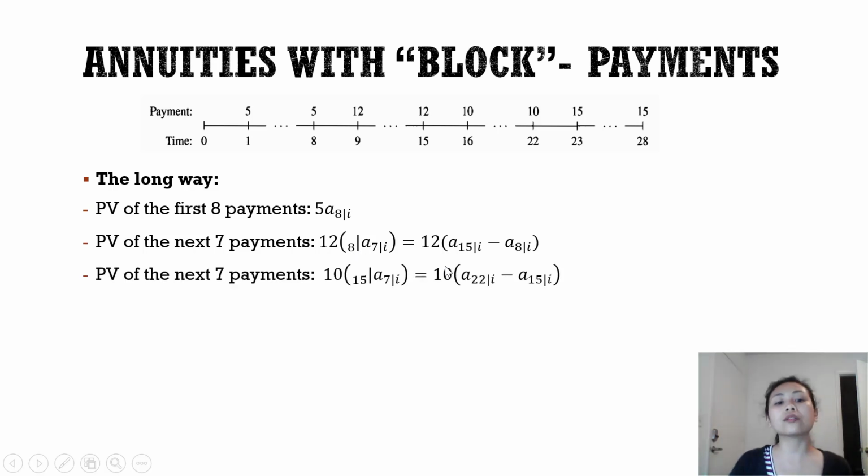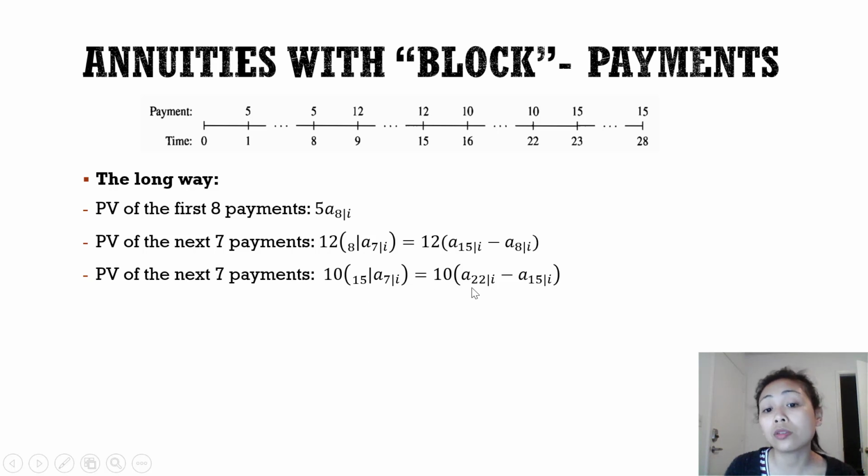Now we continue working on the third block. The third block consists of 7 payments, therefore at time 15. So this is another deferred annuity, deferred to time 15. This is an annuity immediate consisting of 7 payments. So we have 10 times 15| a_7 at rate i, and we apply the formula of deferred annuity.